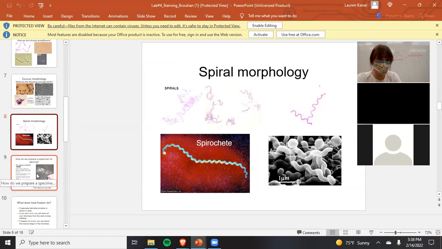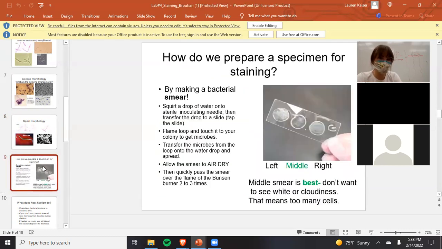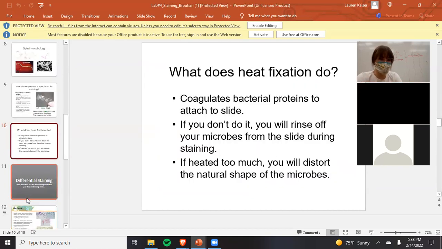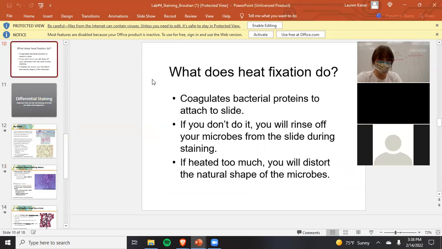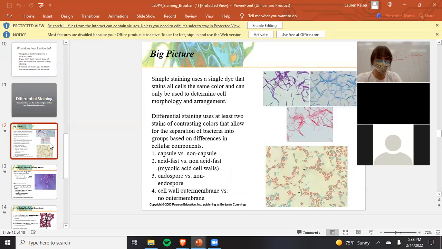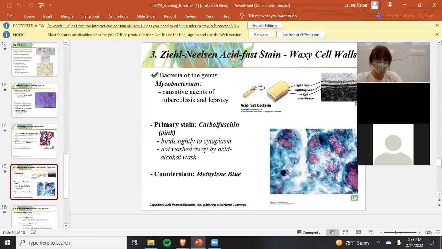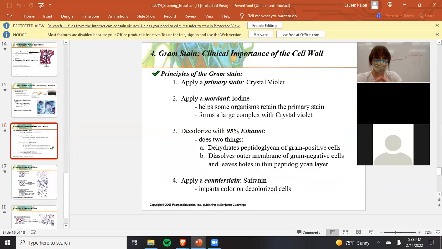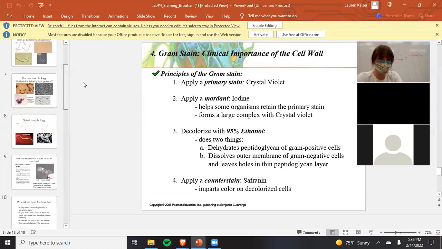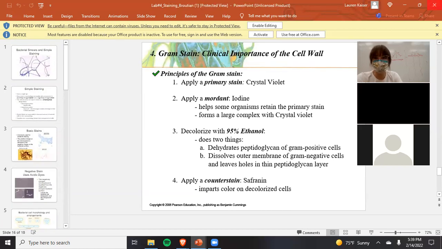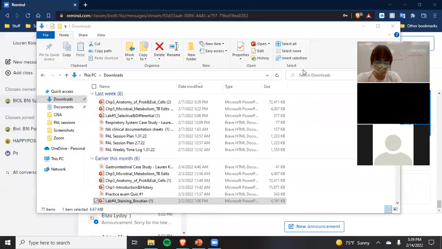I never really answered many questions about this, but it's either spirals or spirochete. Know how to do this in lab. You don't need to memorize this, just know how to make one in lab. You need to know what heat fixation does. You can simplify it. You'll need to know this stain, this stain, this stain, and then obviously the Gram stain. That's it. Those are going to be your main ones right there.